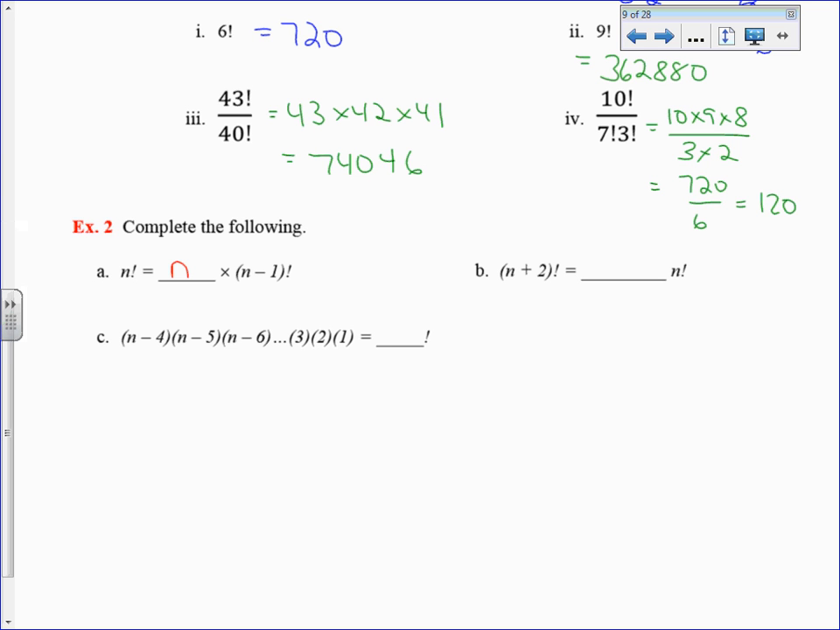Because that's what's missing off here. It's whatever n is, then you're multiplying it to n minus 1 and n minus 2, and so on down the line.